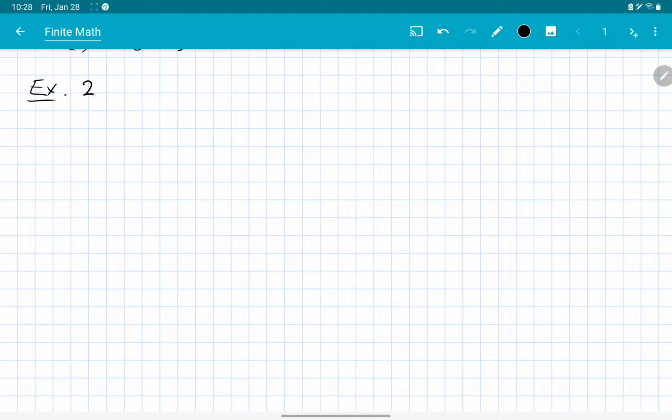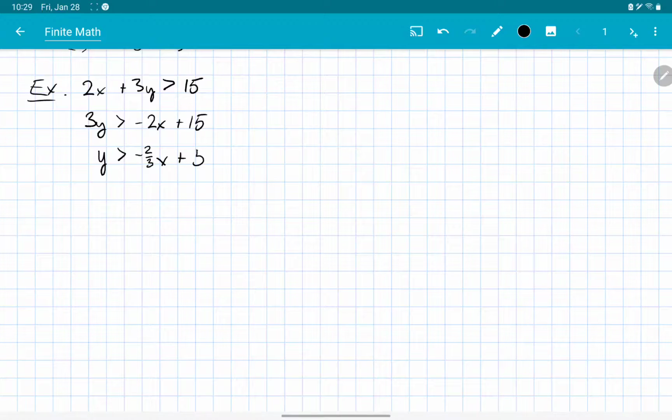2x plus 3y is bigger than 15. Okay, so we're going to do the same thing we did before. We want to isolate the y. So I subtract 2x from both sides. When I do that, I have 3y is greater than negative 2x plus 15. Then I divide both sides by 3. Since 3 is positive, I don't need to change the sign. 15 divided by 3 is 5. So I get y greater than negative 2/3 x plus 5.